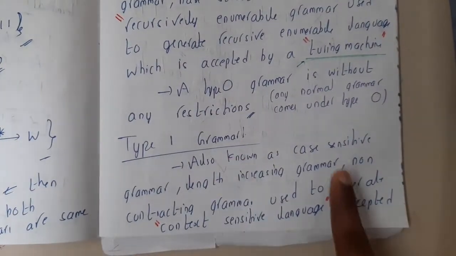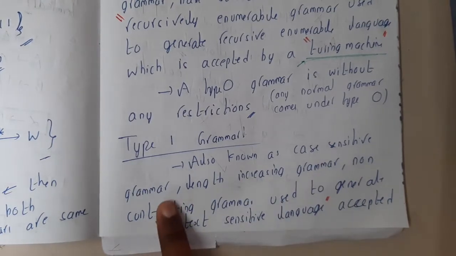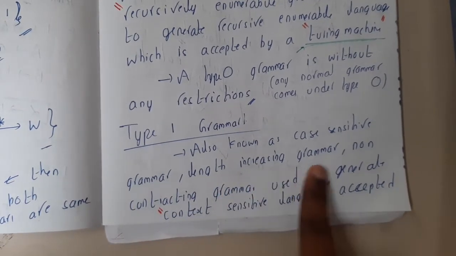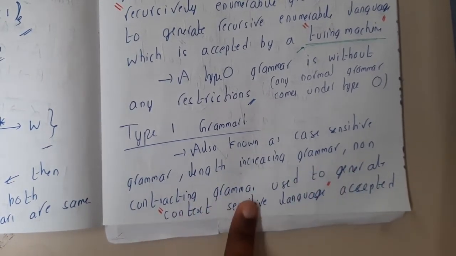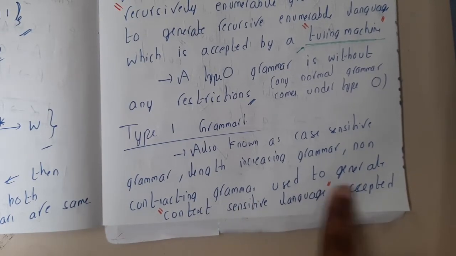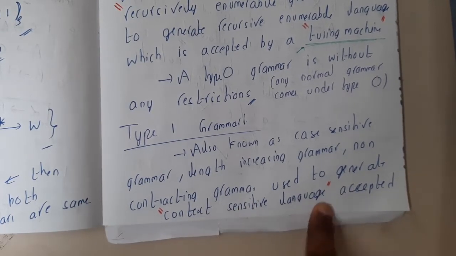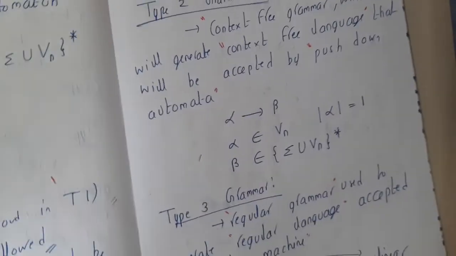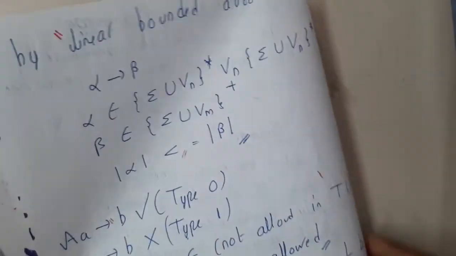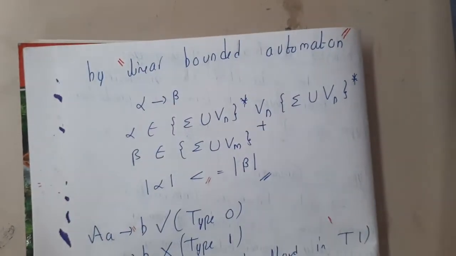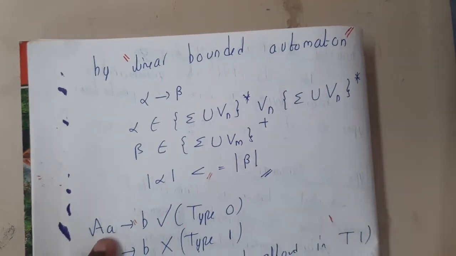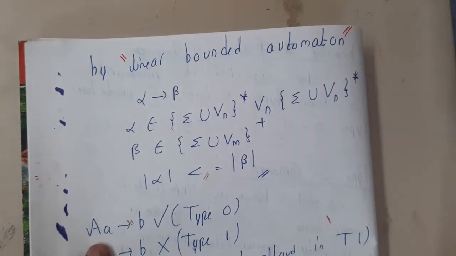This grammar is also called a context sensitive grammar, length increasing grammar, or non-contracting grammar. It is used to generate context sensitive languages and it is accepted by linear bounded automata. To be clear, I will not be explaining linear bounded automata in much detail, guys, because it does not have that much usage and it is not in our syllabus.